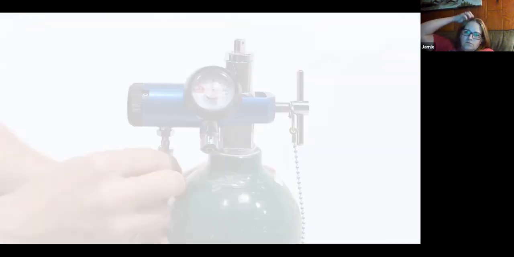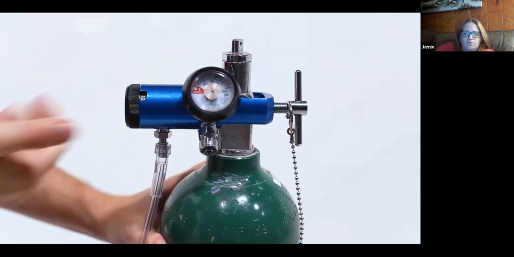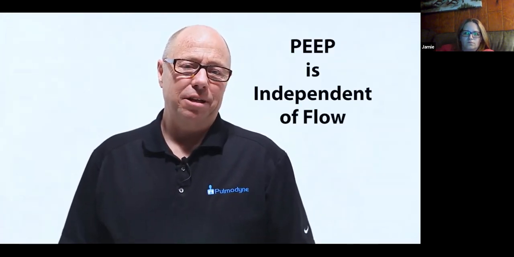So by now you're probably thinking, okay, you really haven't told me anything that makes this different than what I'm currently using. Well, here you go. It simply connects to the low pressure barb. You turn it to 10 liters per minute. You do not exceed 10 liters per minute. You set the PEEP and let it work. The PEEP is independent of the flow.